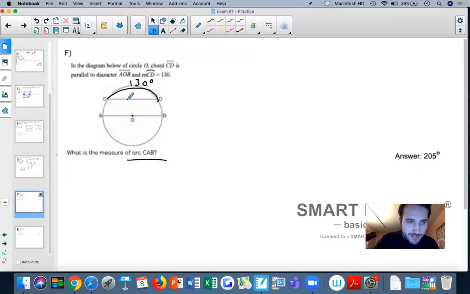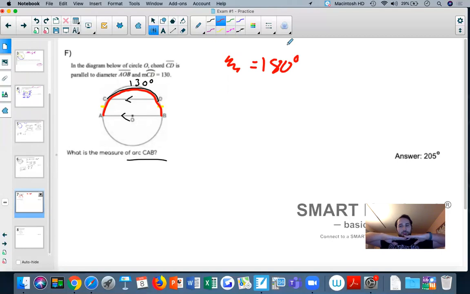So we know that CD is parallel to AB, which means we also know that DB and CA are congruent because parallel chords intersect congruent arcs. Okay? So that means that CA is congruent to DB. Well, check this out. Isn't the whole thing over here, isn't the red equal to 180 degrees? Because the diameter cuts a circle in half. So arc ACDB, that whole red arc, is 180 degrees.